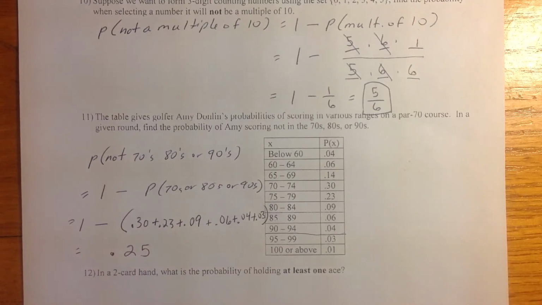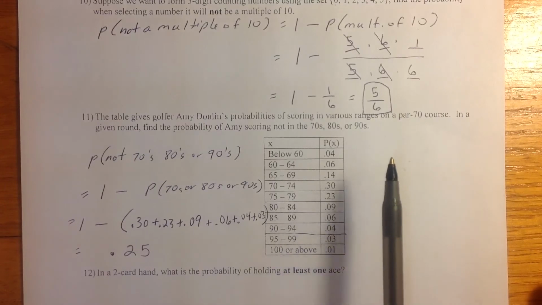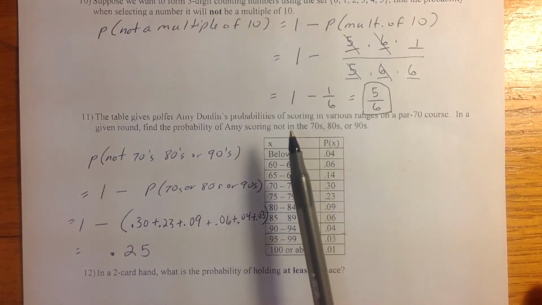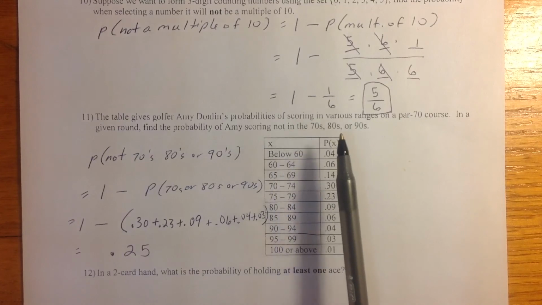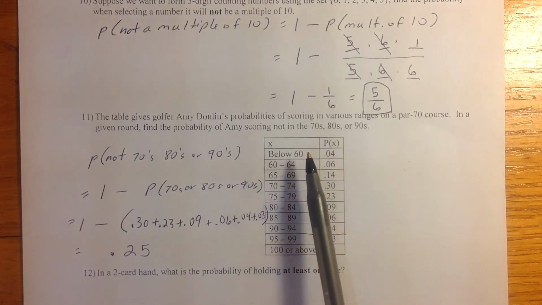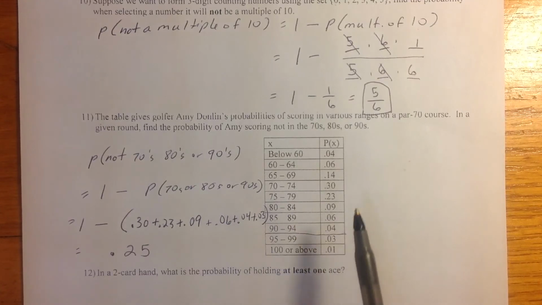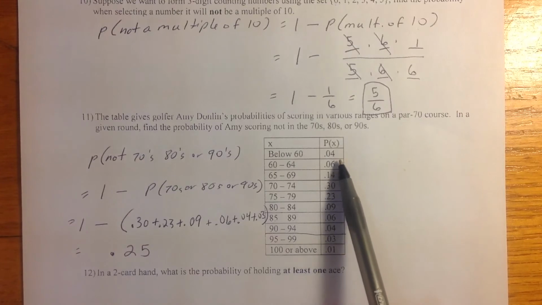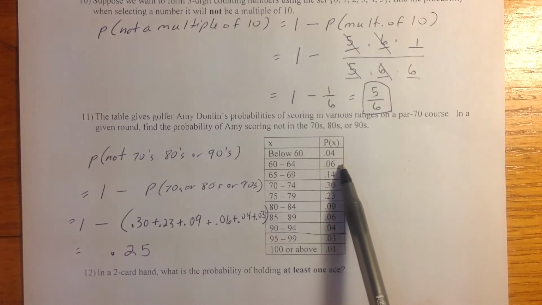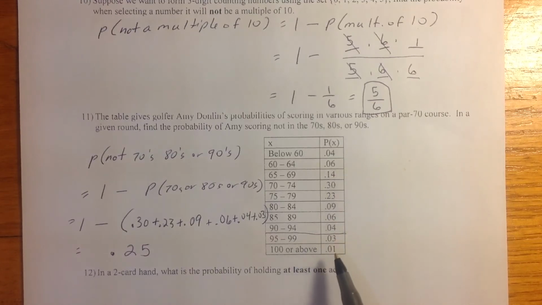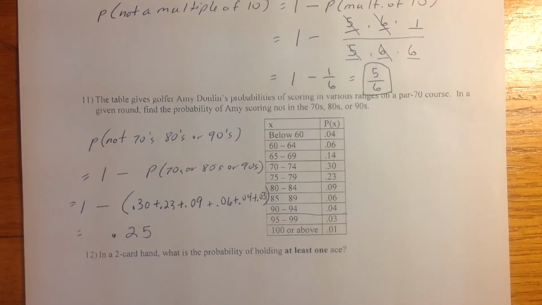Now that was the indirect way using the complements principle. Another way that you could have simply done this problem is realizing that if you don't score in the 70s, 80s, or 90s, you must score below 60, in the 60s, or 100 or above. So you can see that those numbers also add to 0.25. This would be 0.04 and 0.06 is 0.10, plus 0.14 is 0.24, plus 0.01 is 0.25. So you could have just gone directly after that problem also.